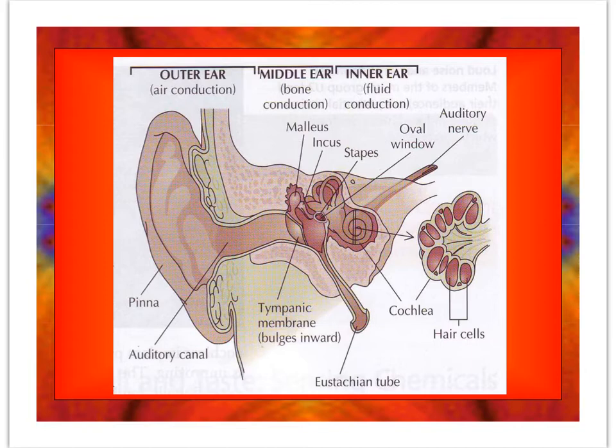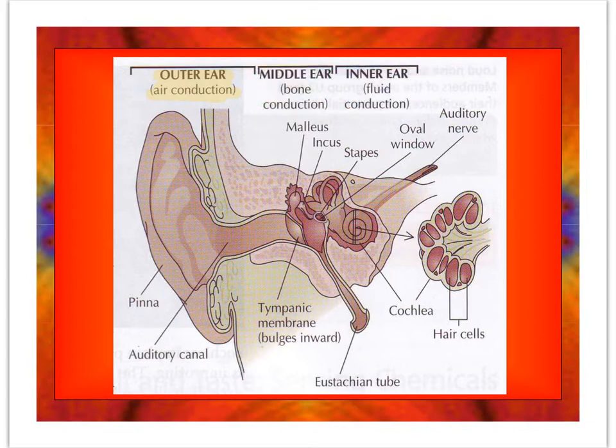Your ear is essentially divided into three parts. Your outer ear, which is responsible for air conduction, your middle ear, which is essentially responsible for bone conduction, and your inner ear, which is essentially responsible for fluid conduction. I get that air and fluid, air is a type of fluid, but perhaps liquid would have been a better word, but there you have it. Air conduction, bone conduction, fluid conduction, and you're going to want to remember that.